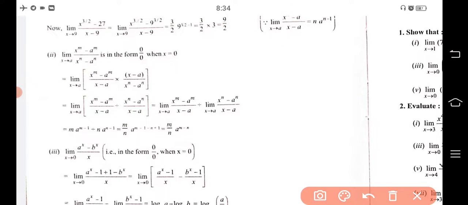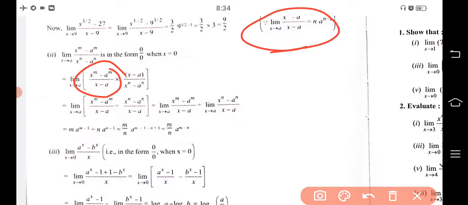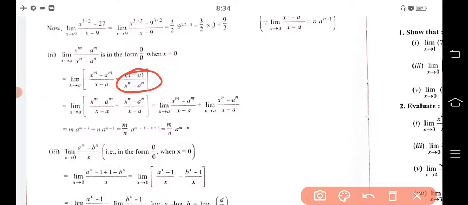So here what we did, we multiply x minus a in the numerator and also x minus a in the denominator, so that the first term we get in this particular notation. But this term is not in this notation, so you have to transform this one. It is multiplication, so we have to convert it into division, and then what will happen? It will be the reverse: the denominator will come to the numerator and the numerator will come to the denominator. Clear?